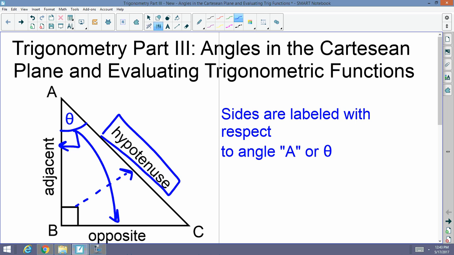Now, a lot of people will say, Mr. Morrow, but the hypotenuse is always next to the angle, so isn't the hypotenuse also adjacent? No, never. The hypotenuse is the hypotenuse is the hypotenuse. The hypotenuse is only the hypotenuse and will only be the hypotenuse forever. And it is known that it's the hypotenuse because it's across from the 90. It's never the opposite. It's never the adjacent, no matter what. So that's pretty simple.